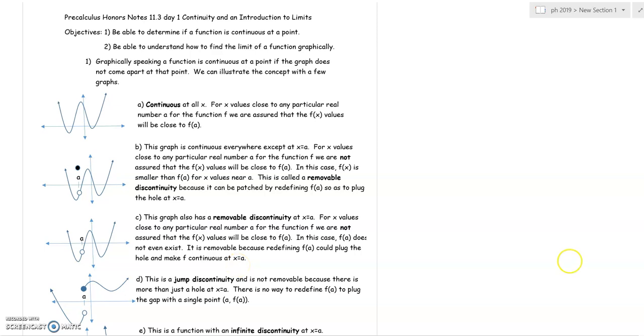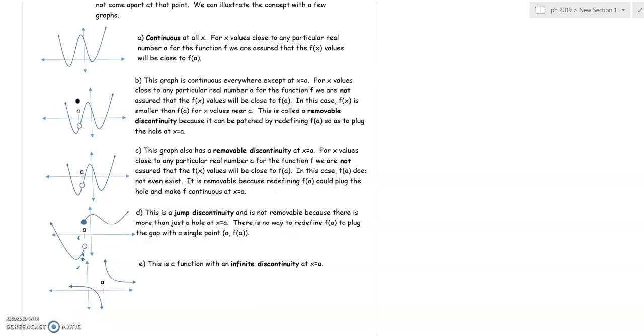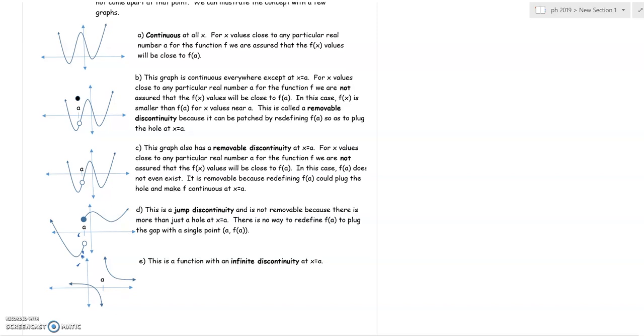Now for part D, this is actually a jump discontinuity. It is not removable because there is more than just a hole at x equals a. There's no way to redefine f of a to plug the gap with a single point a comma f of a. There's a jump discontinuity at x equals a. If you take a look at E, this is a function with an infinite discontinuity at x equals a. So again, not continuous at x equals a. Let's take a look at some more examples on the next page.